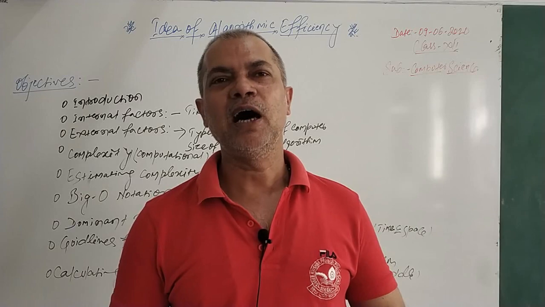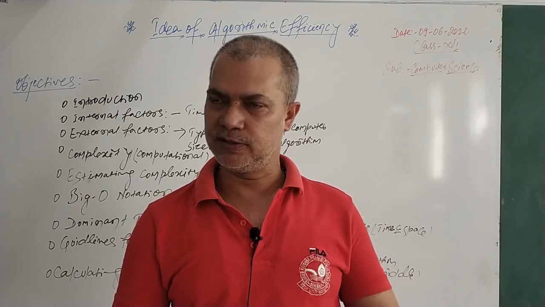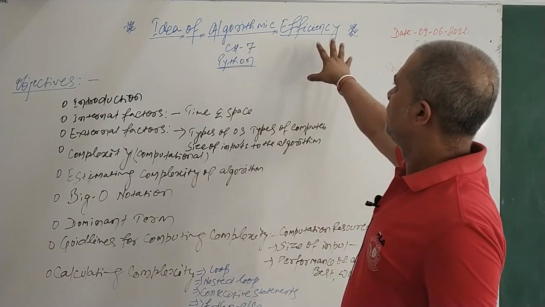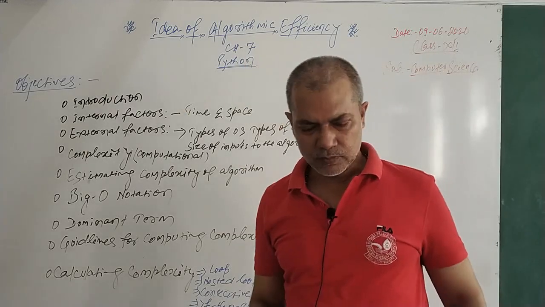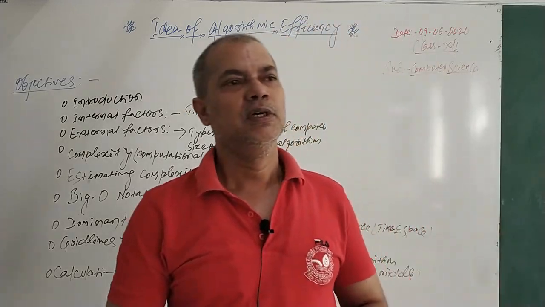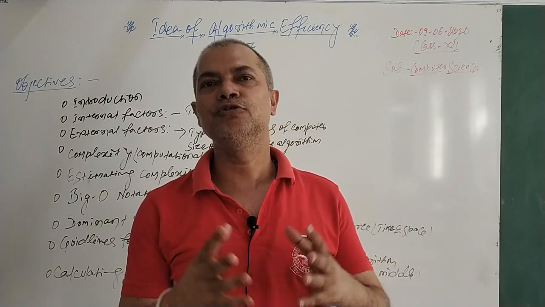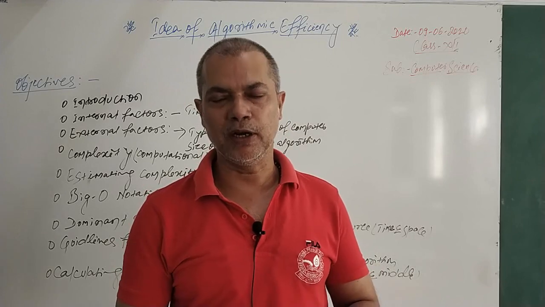And today I'm going to talk about the 7th chapter of your Computer Science with Python. The chapter name is Idea of Algorithmic Efficiency, Chapter 7 Python. Basically, in this chapter we'll talk about what an algorithm is and how to measure the efficiency of the algorithm that we write for a particular program.